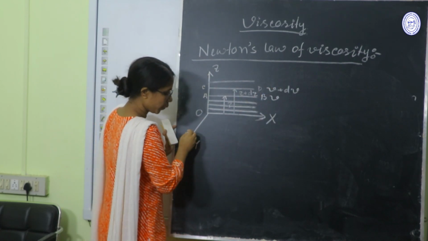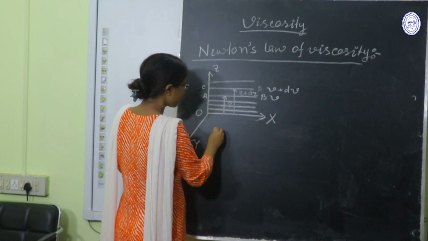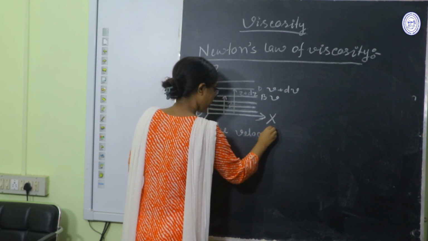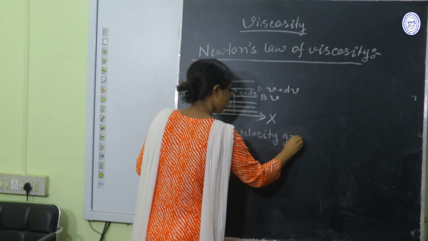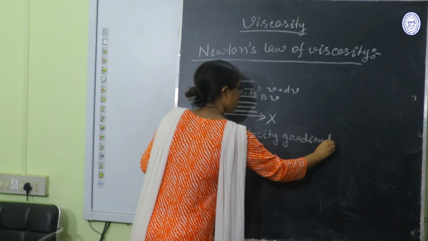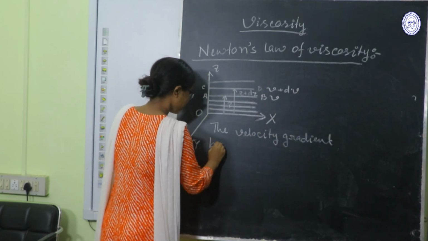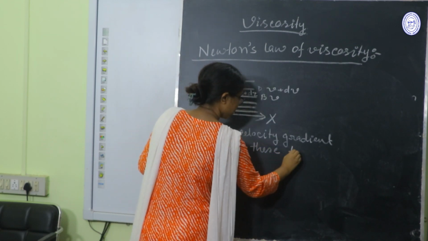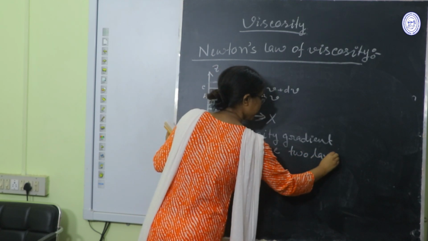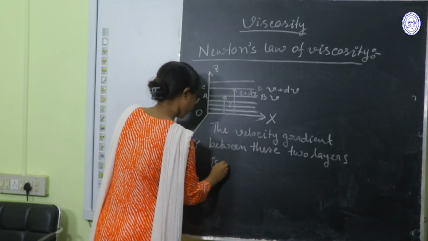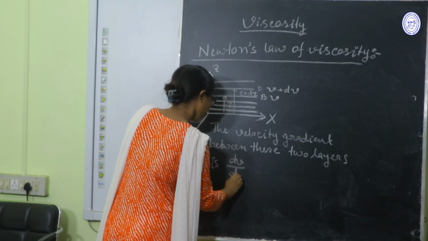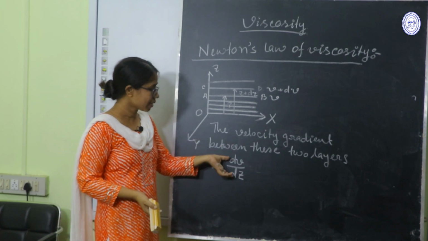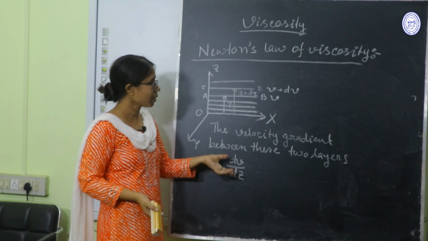Now, we can say that the velocity gradient between these two layers is dv/dz. So, velocity gradient is nothing but the change in velocity with respect to the change of distance or height of the liquid.